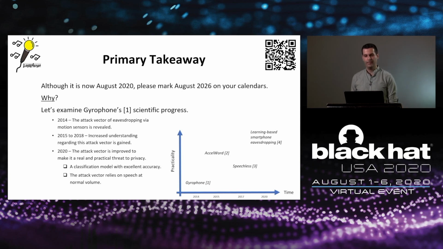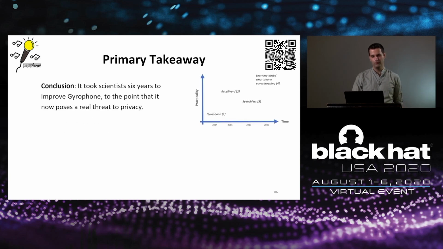They show a classification model with excellent accuracy. Also, they show how the attack can be relied on at a normal volume of speech rather than a high volume of speech, which basically made the attack very practical nowadays. Now, my conclusion from analyzing this scientific progress is that it took 6 years to improve Gyrophone to the point that it now poses a real threat to privacy.